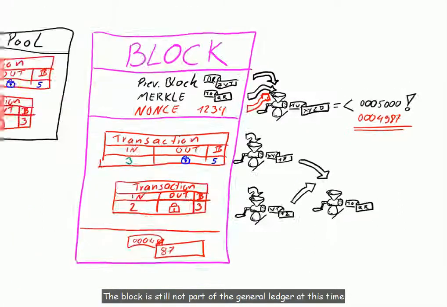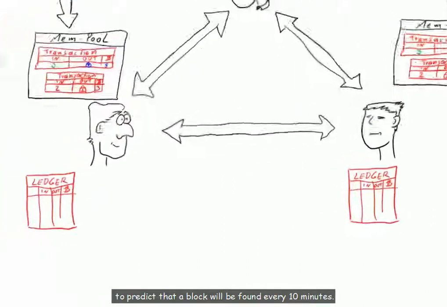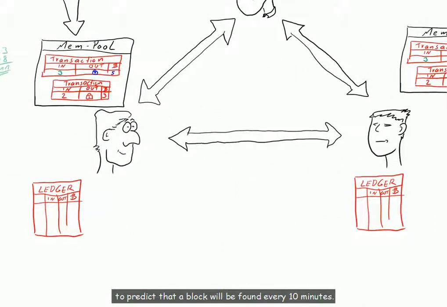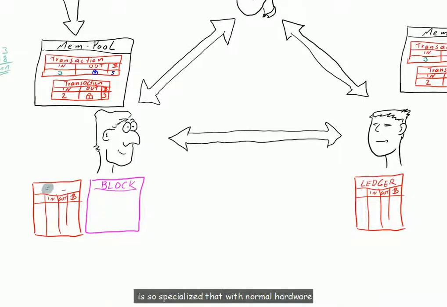The block is still not part of the general ledger at this time. The Bitcoin difficulty will be adjusted every 2016 blocks to predict that a block will be found every 10 minutes. Actually, the hardware used by most of the miners to compute the block is so specialized that with normal hardware you will not find a valid block in 10 minutes.